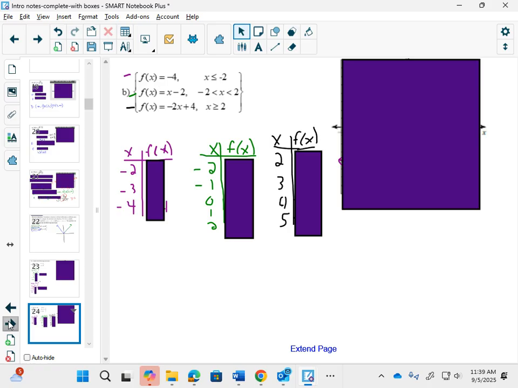All right, let's look at the next one. Again, this one has 3 pieces. I color-coded it purple, green, and black. The purple one will have a closed circle at -2. The green one will have 2 open circles. And the black one will have a closed circle.